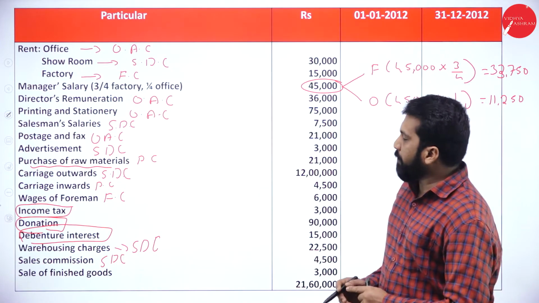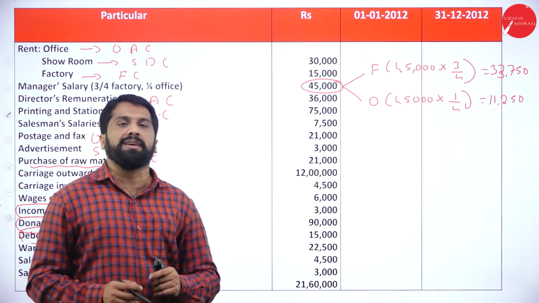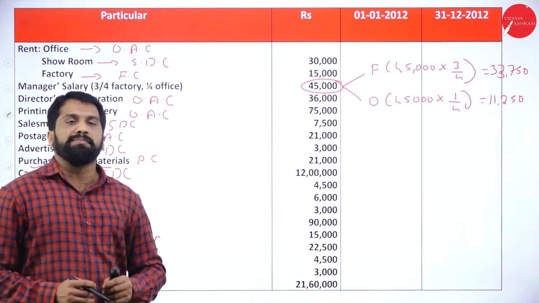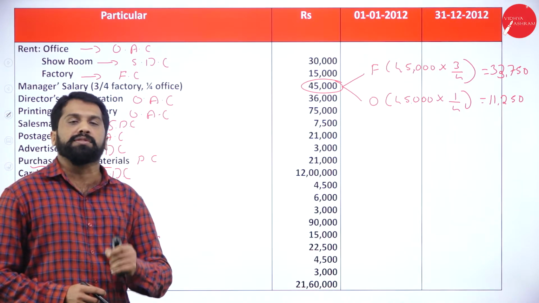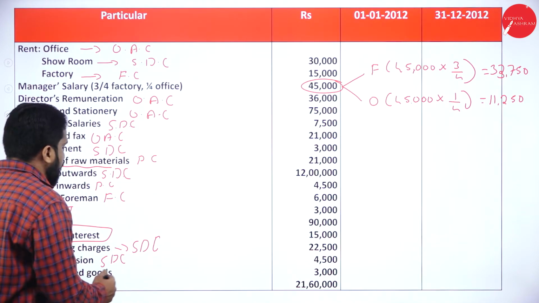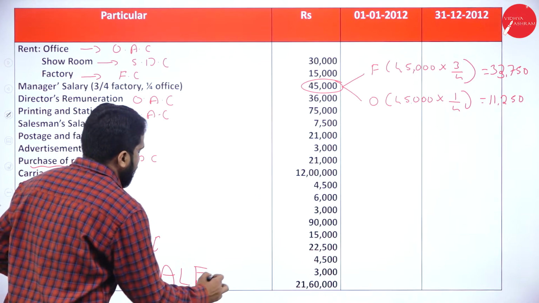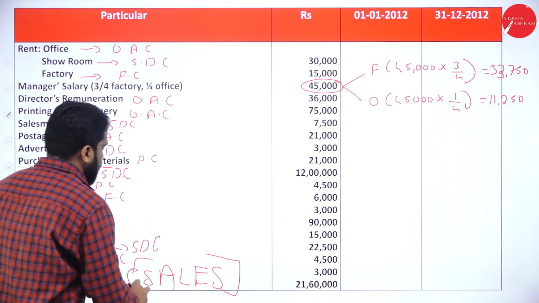Now, sale of finished goods, I told you in the last class itself. Sometimes they will give you as sales. Sometimes they will give you as sale of finished goods. Both are one and the same. Sale of finished goods we also call as sales. This is your final answer.